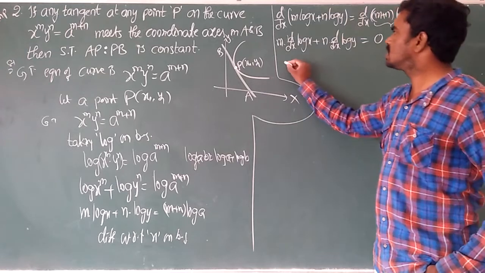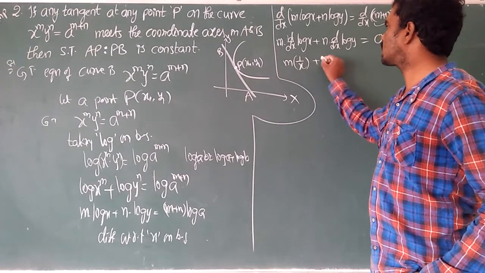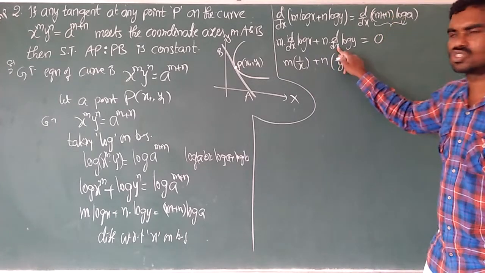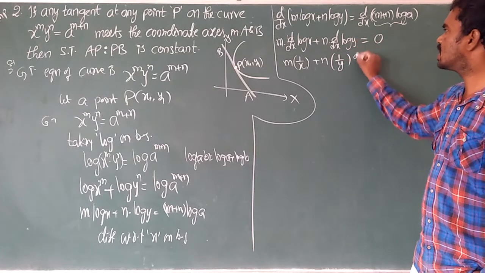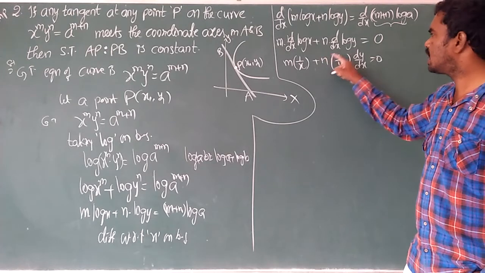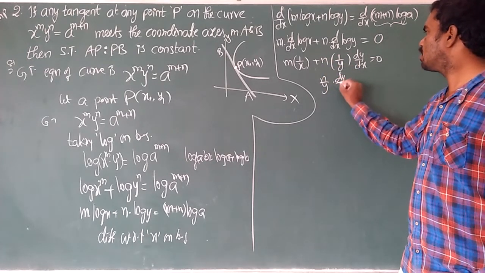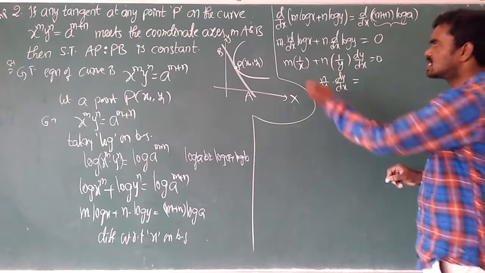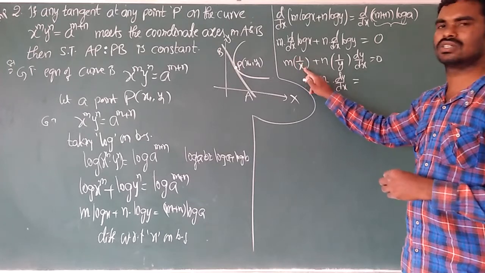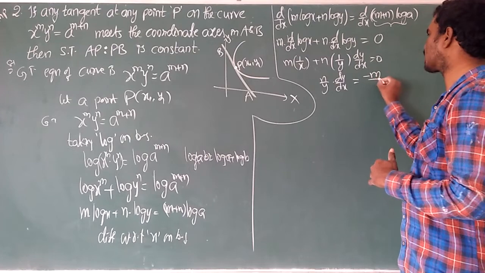Simplify this: m into log x, derivative 1 by x, plus n into log y, derivative 1 by y. But here with respect to x, so again the derivative of y is dy by dx, and this is equal to 0. Now this is n into 1 by y, so n by y into dy by dx is equal to, this term I am going to send to the right side. This is m into 1 by x, so m by x, sent to the right side, becomes minus m by x.